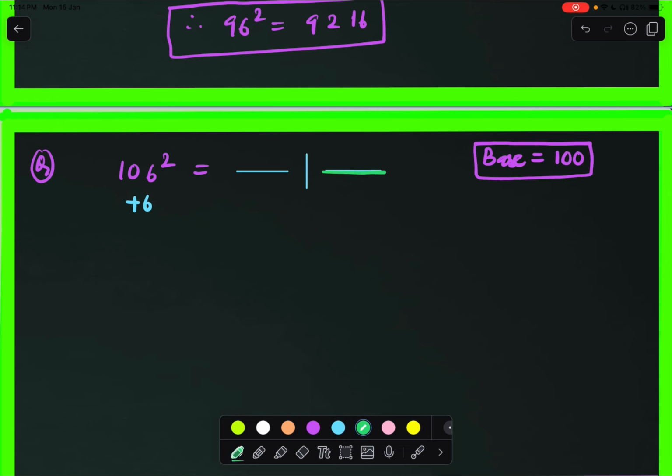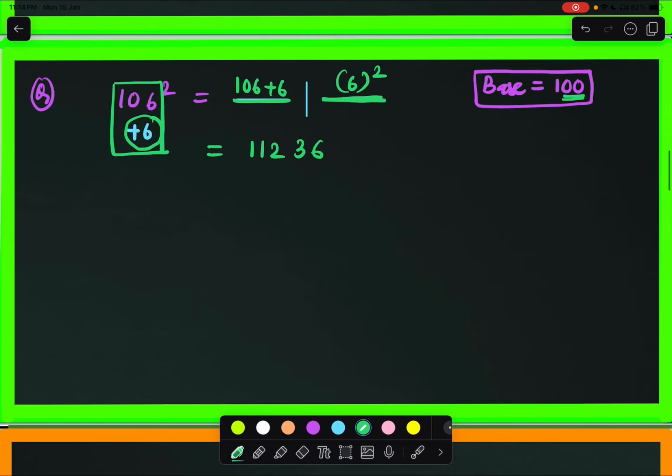How to fill the rightmost part of the number? Square your surplus or deficiency value, which we get as it is. So 6 square I can write it, but make sure how many zeros are there in your base; as many digits we have to write in the rightmost part. That is also one condition. Now how to get the leftmost part? To the number, add your surplus value: 106 plus 6, which simplifies to 112. And 36 on the right. So 106 square value is 11236 is my answer.